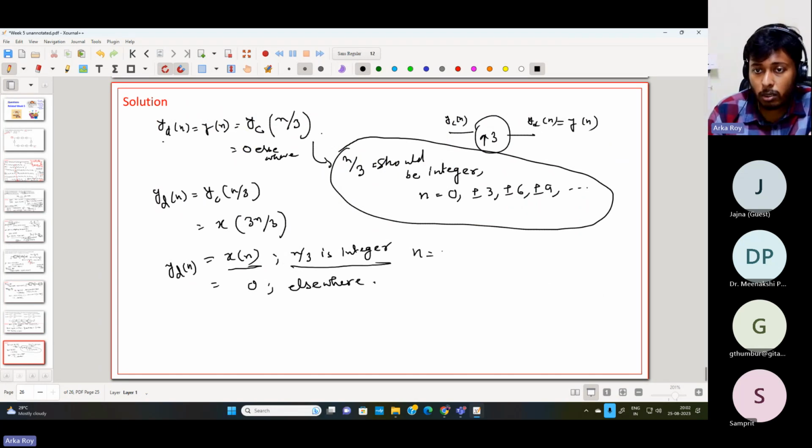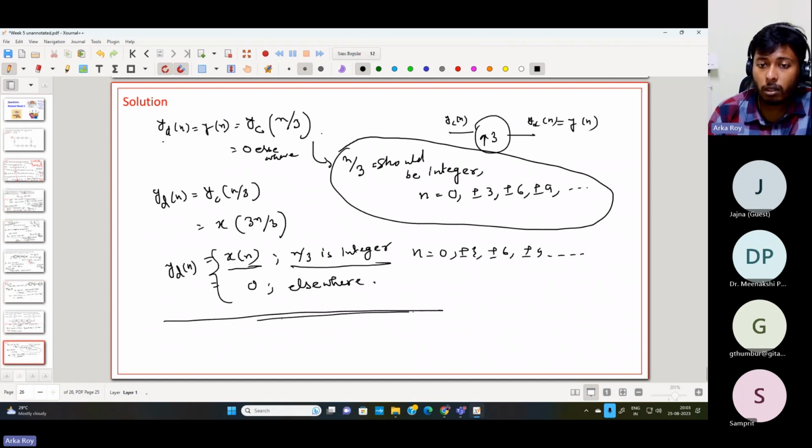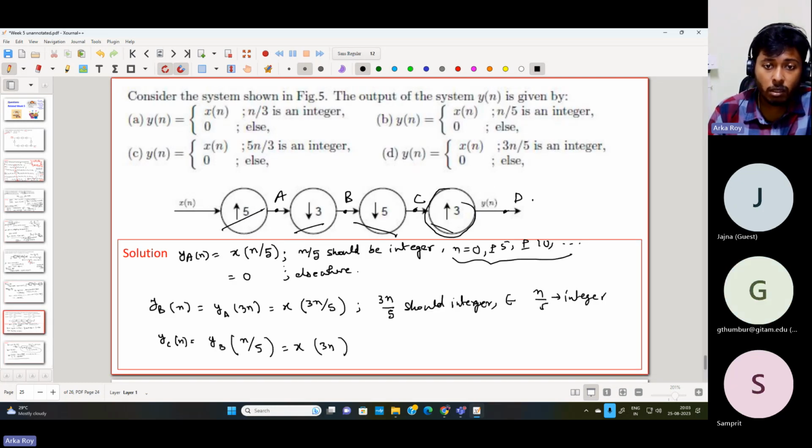You will retain those x of n values which are at these particular locations, that is, n equals 0, plus or minus 3, plus or minus 6, and so on. In these particular locations, we get the same value that is there in x of n. However, in all other places, we'll get 0. So you have to be very careful about this. Just by seeing the upsampling and downsampling operations back to back, let's not think we'll get the exact same signal. We need to work out which are the integer locations and where I will get the samples.